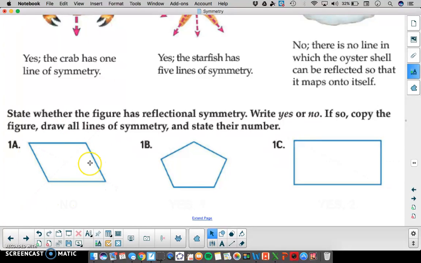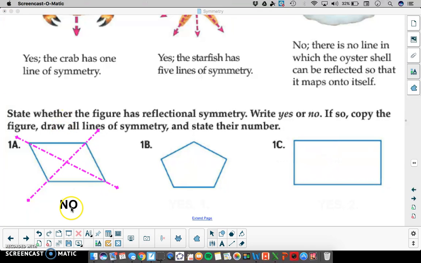In this first figure, this parallelogram, let's try drawing a few lines and seeing if that makes a line of symmetry. So if we were to draw this line and I folded that up, this corner would end up here, this corner would end up down here. They would not match up exactly, so that would not be considered a line of symmetry. If I were to draw this line, the same thing would happen. They wouldn't match up exactly. If I tried to draw a horizontal line, they wouldn't match up, or vertical line would also not match up. So this parallelogram does not have any reflectional symmetry.